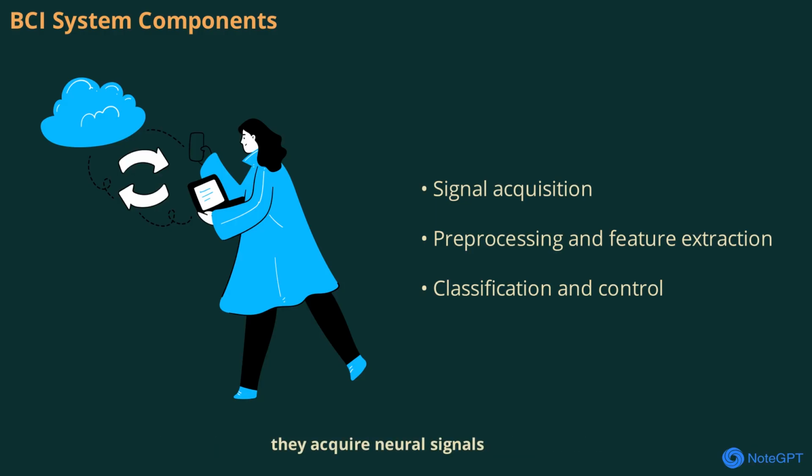Most BCI systems follow a similar processing pipeline. First, they acquire neural signals, then preprocess the data to remove noise and artifacts. Next, they extract meaningful features from the signals and classify them to decode the user's intention or mental state. Finally, the control interface translates this output into action, such as moving a cursor or controlling a robotic arm. This structured approach is essential for reliable BCI performance.